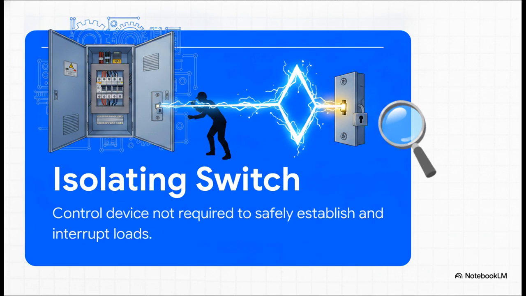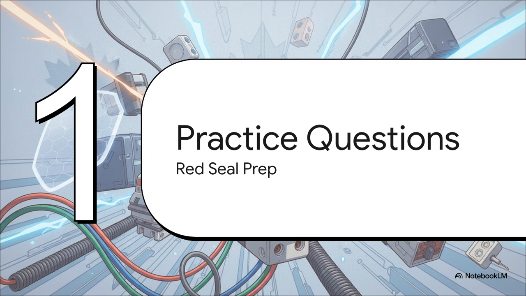They are strictly for locking out equipment safely, creating a visible break in the circuit after the main breaker or contactor has already stopped the current flow. All right, let's put your code navigation to the test with a couple of classic Red Seal practice scenarios based on what we've just covered.